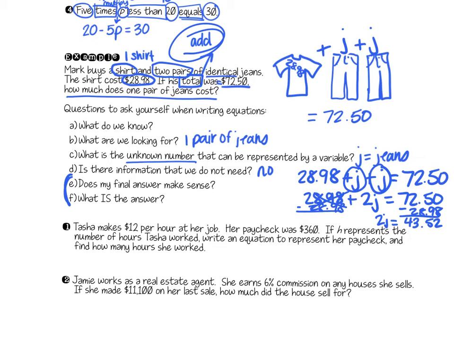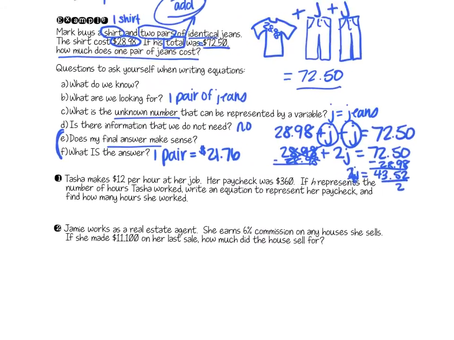Well, that's for both of the pairs of jeans. So if I just want one, I'm going to divide that new total by 2. That tells me that one pair of jeans equals $21.76. An answer that would not make sense would be something that's more than this total of $72.50. So just keep in mind things that may not make sense.